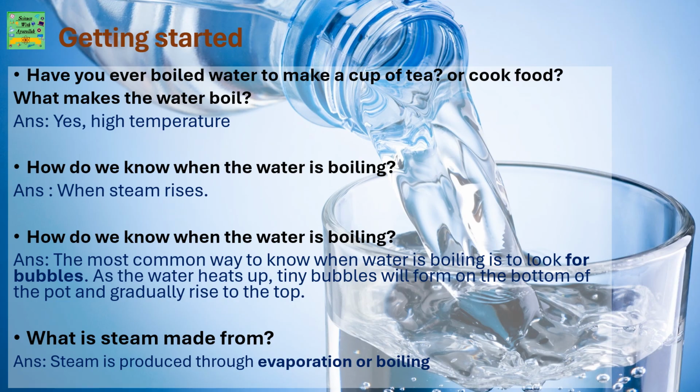And the most common way to know the water is boiling is to look for bubbles. As the water heats up, tiny bubbles will form on the bottom of the pot and gradually rise to the top. What is steam made from? Steam is produced through evaporation or boiling.